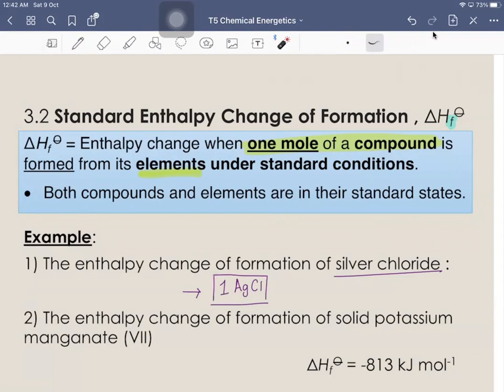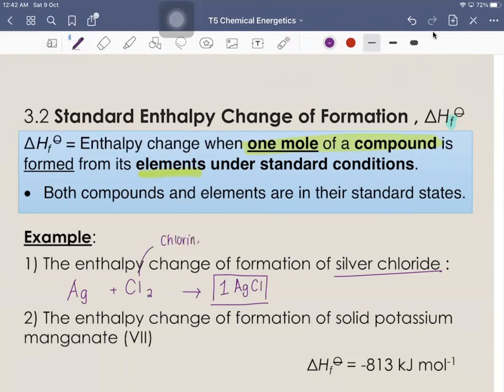Okay, so it is the enthalpy change of formation from its elements. Okay, so the elements that I have in silver chloride is, of course, silver and chlorine. Okay, now remember, both compounds and elements are in their standard states. Chlorine exists as a diatomic molecule, so it has to be Cl2.